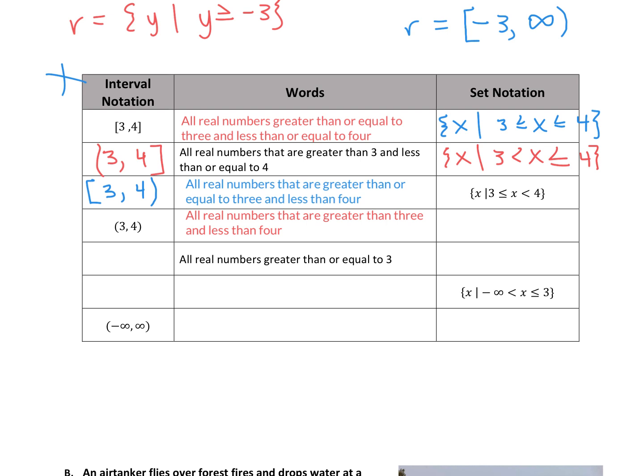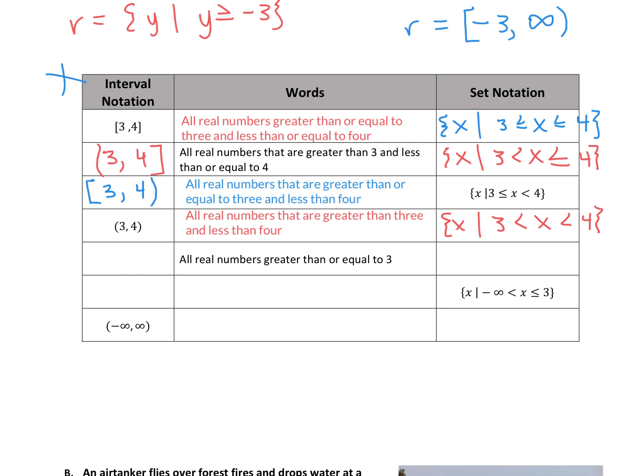All right, so in our set notation, start with a bracket. It's the set of all x's such that the x's are, we can't include the 3 or the 4, so we're going to say 3 is less than x, it does not include the 3, and less than 4, not including the 4, and we close our bracket.